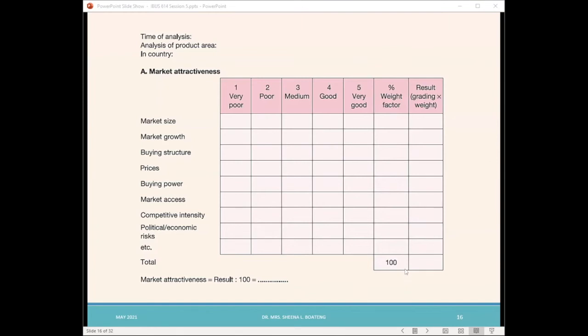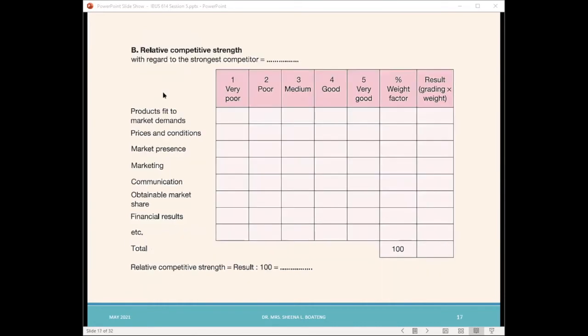They just have to make sure that the percentage weighting factor is such that they will end up with a score over 100. So here we can see that they have a number of factors relating to market attractiveness, and then they put etc. at the end, meaning that there's no limit to the number of factors you can include in the market attractiveness matrix. And these will range from market size to market growth, to the buying structure in the market, to prices, to the buying power of the populace, access to the market, competitive intensity, as well as political and economic risks. All these are factors that can be considered in relation to the attractiveness of a particular market.